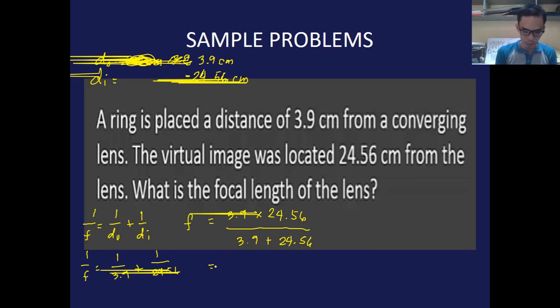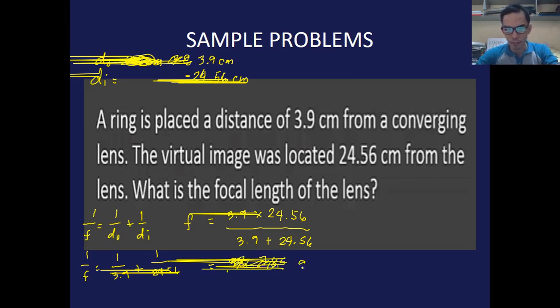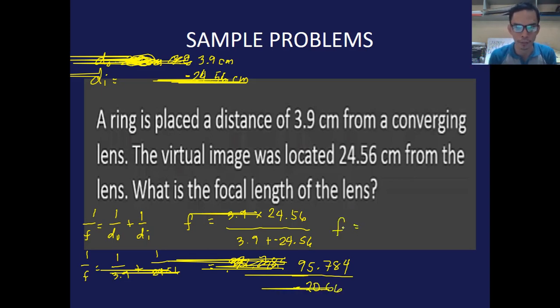Let's solve. 3.9 times 24.56 is around 95.784. Let me rewrite it again: 95.784. Next, the one below: 3.9. Don't forget that one here is negative. So 3.9 plus negative 24.56, the answer is negative 20.66. So what will be the focal length? The focal length is 95.784 over 20.